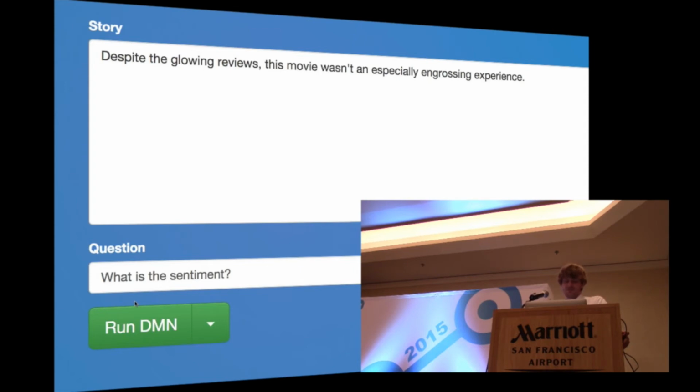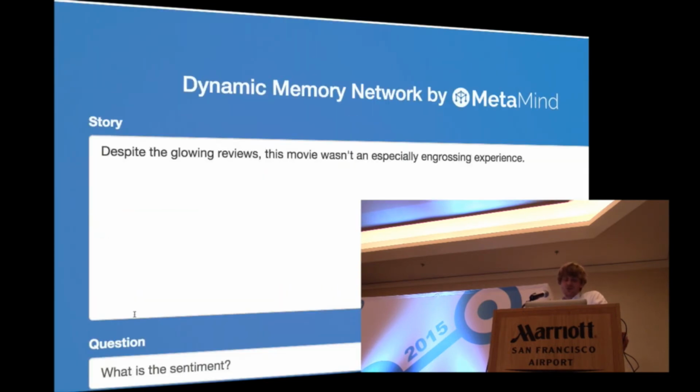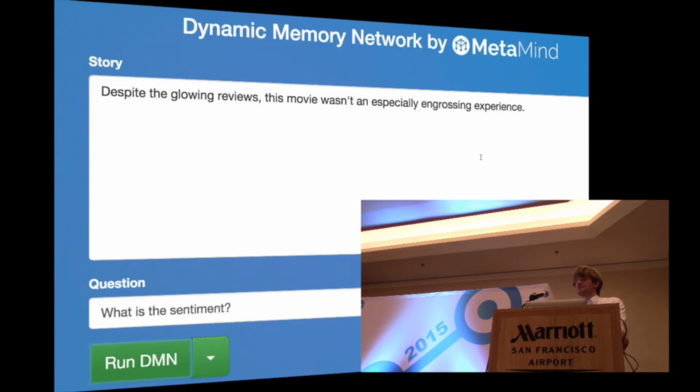So here's an example of a sentiment analysis. So we have this story, the input here. Despite the glowing reviews, this movie wasn't an especially engrossing experience. A fun sentence, and in movie reviews you see a lot of these funny and interesting constructions where they actually have positive words, right? You have glowing reviews and an especially engrossing experience, so positive unigrams and bigrams, no really negative unigram or bigram, but the model still realizes that this is negative.